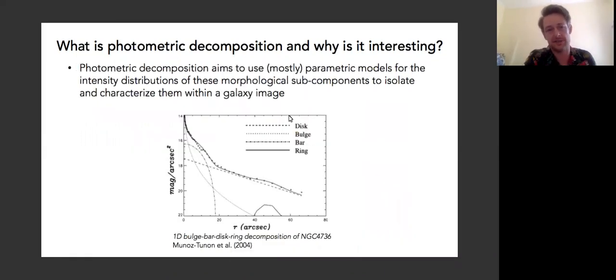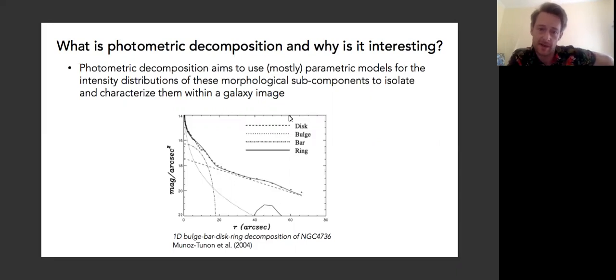So photometric decomposition studies aim to use mostly parametric models for the intensity distributions of these morphological subcomponents in a way to isolate them and characterize them quantitatively within a galaxy image. So this example here would be a one-dimensional decomposition of the galaxy NGC 4736, in this case into 4 components, into a bulge, a bar, a disk, and a ring.